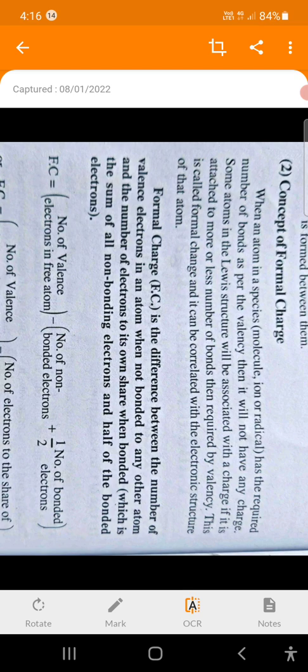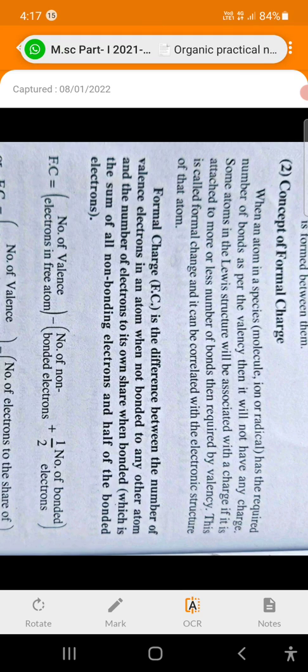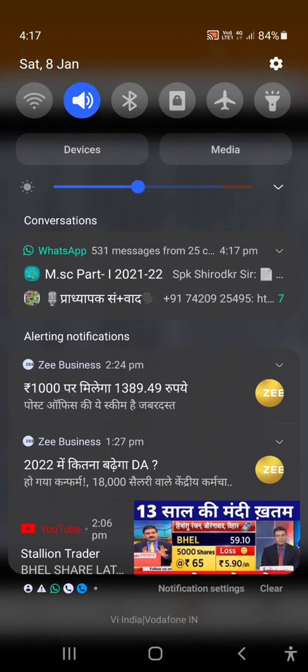but if H plus is available in the medium, then nitrogen has a lone pair of electrons, and that nitrogen forms a bond with H plus, and forms the species NH4 plus. Here nitrogen, because of loss of the lone pair of electrons, generates a positive charge. Then what is formal charge? It is the difference between the number of valence electrons. That is how formal charge is calculated for different molecules.